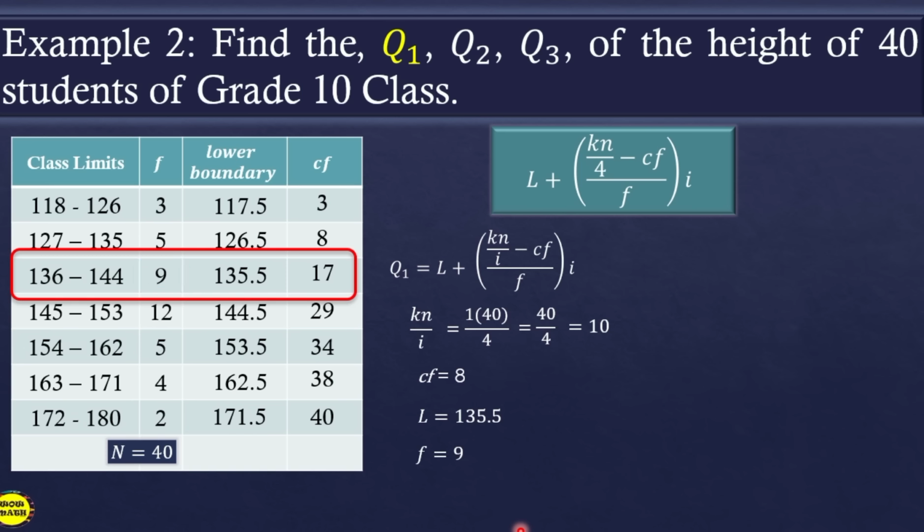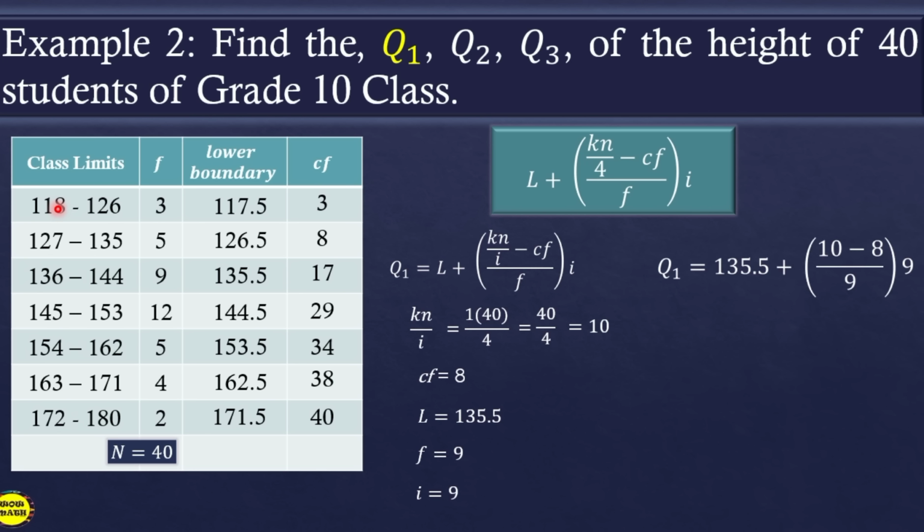paano kunin yung class size or yung class width natin? So 127 minus 118. So yung second lower limit natin minus sa first lower limit natin. 127 minus 118, the answer is 9.